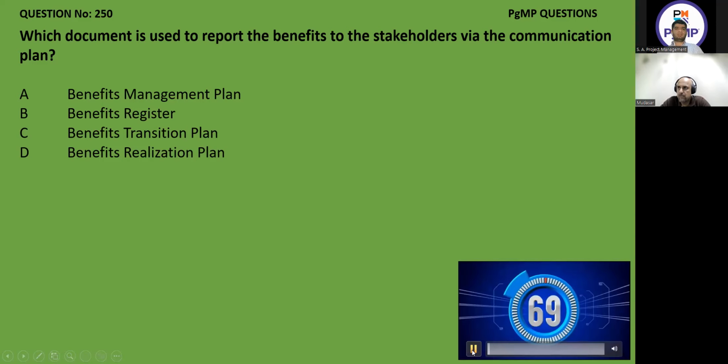Which document is used to report the benefits to the stakeholders by the communication plan? Benefit management plan, benefit register, benefit transition plan, benefit realization. Which document is used to report the benefits? So that it is the benefit register. Yes, because the benefit register is used to record the benefit, the progress of each benefit. So this concept is clear, right? Yes, sir.